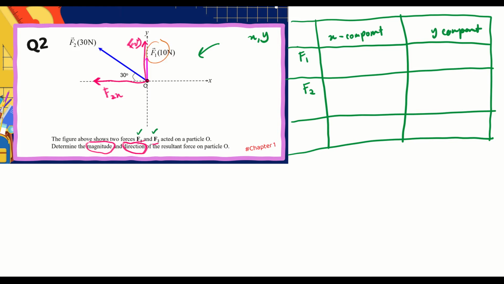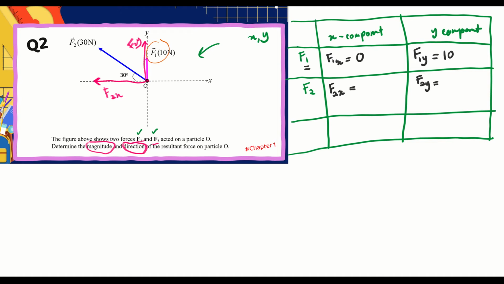So for F1 we have F1x equal to 0 because there is no F1 in x-axis, and we have F1y. So F1y is equal to 10, which is equal to total F1, 10 Newton. And for F2 forces, you need to find F2x and also F2y. So this part is a bit tricky. It's not that easy, so you need to think.